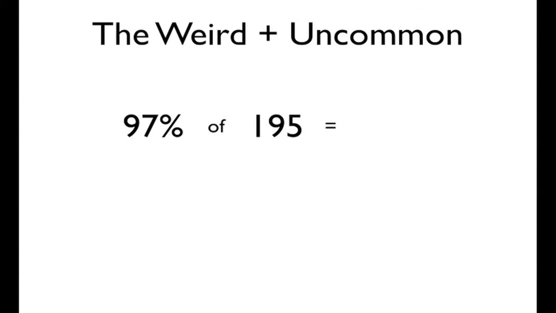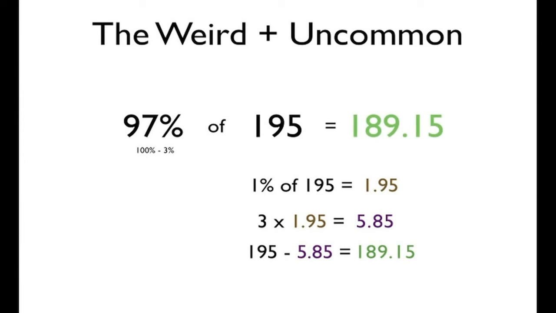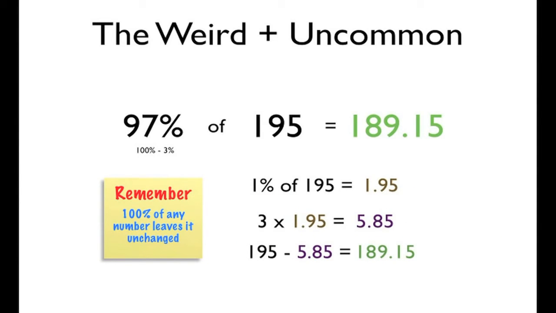Let's try 97% of 195. 97% is probably broken down easiest into 100% minus 3%. 1% of 195 gives us 1.95. Now we have 3 of them, so we multiply that by 3 using our speed multiplication technique to get 5.85. Then we take 100%, which is 195, subtract from it our 3%, 5.85, to get our final answer of 189.15. Remember, 100% of any number leaves it unchanged. We don't need to calculate that out.